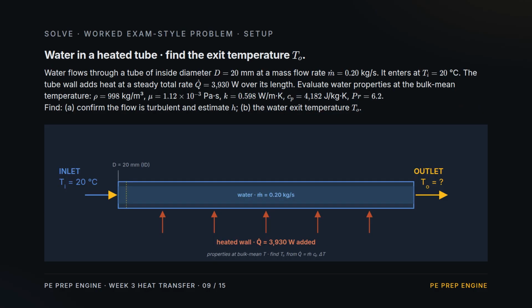Worked problem. Water flows through a 20 mm tube at 0.20 kilograms per second, entering at 20 Celsius. The wall adds heat at a steady total rate of about 3,930 watts. Water properties are given at the bulk mean temperature. Two parts. First, confirm turbulent flow and estimate h.